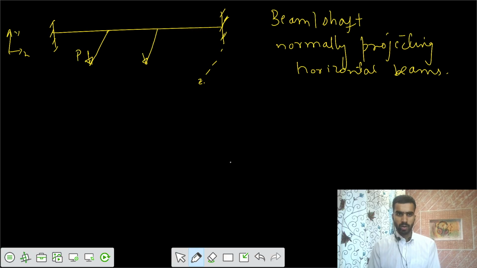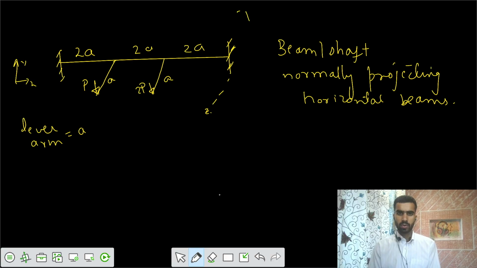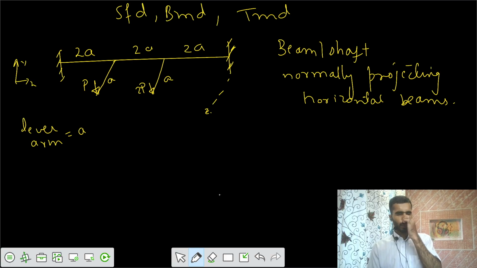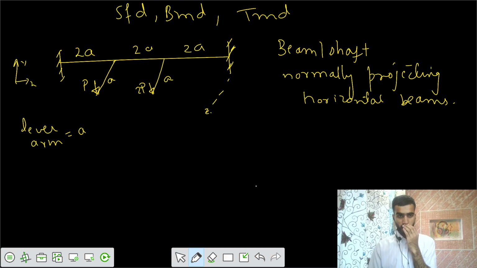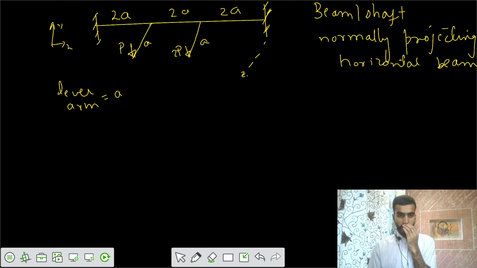They are having a load of P, and this one is having a load of 2P, and the lever arm is equal to a, and the distance between the support and this load is 2a, 2a, and 2a. So you need to draw those diagrams of shear force, bending moment, and torsional moment. Let's solve that.